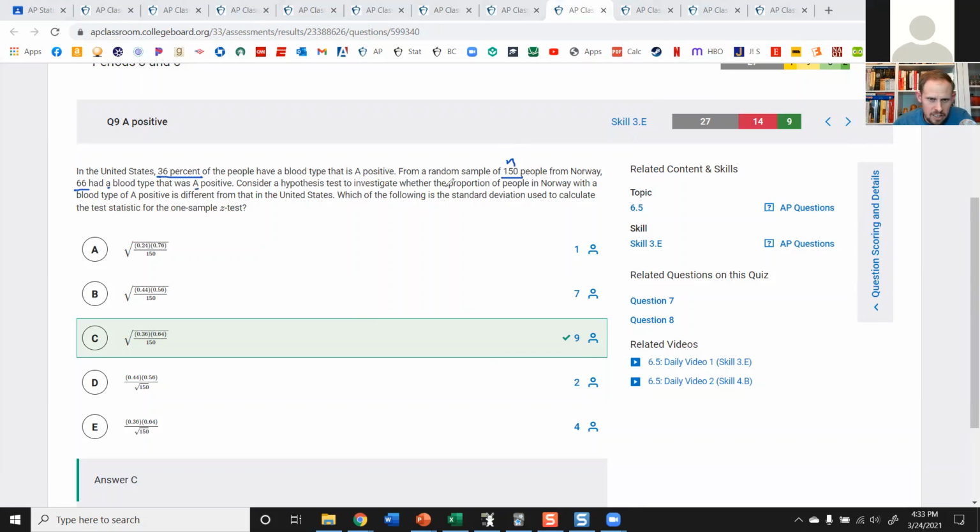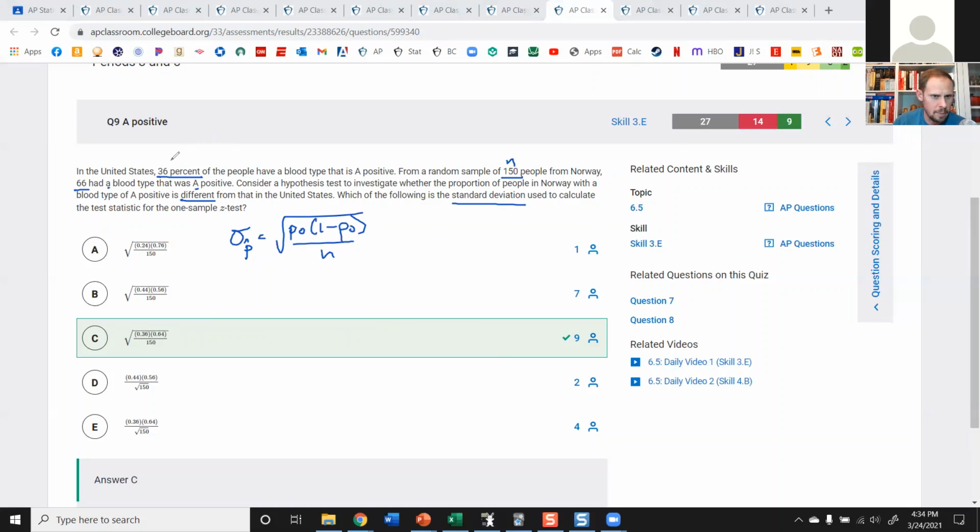Consider a hypothesis to investigate whether the proportion of people in Norway with blood type A positive is different from that of the United States. Which of the following is the standard deviation used to calculate the test statistic? Basically, it's asking you what's the standard deviation here. All right, so the standard deviation for p hat, the sampling distribution, is the square root of p naught, 1 minus p naught over n.